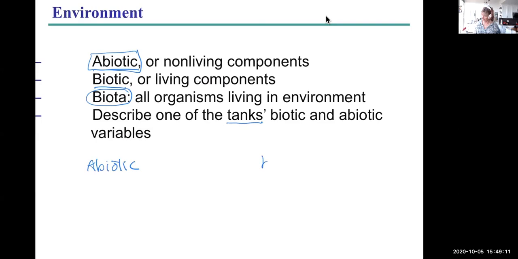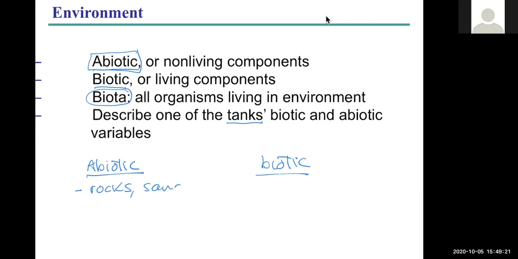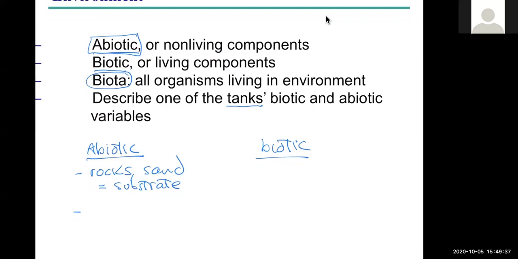Maybe some rocks and stuff like that? Yes, rocks and sand. And sometimes we call that collectively substrate. Substrate is what organisms live on. What else is in there? Is water abiotic or biotic? Abiotic, yeah. So water. What else?